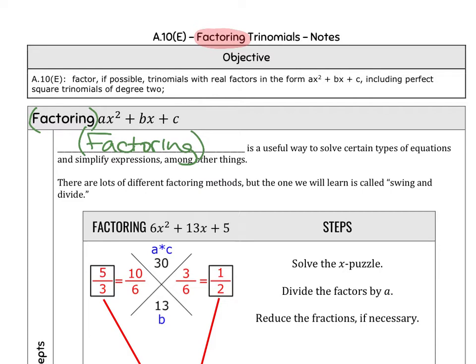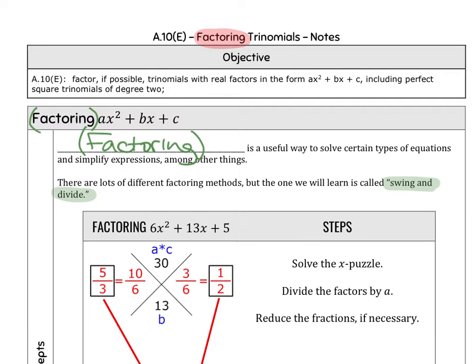There's like 18,000 different methods to factor a polynomial. The method that we use at Mesquite High School is called swing and divide. What is it called? Swing and divide. It really should be called divide and swing because swing is the last step, divide is like the third step. So divide and swing is technically what it should be called, but it's funner to say swing and divide.